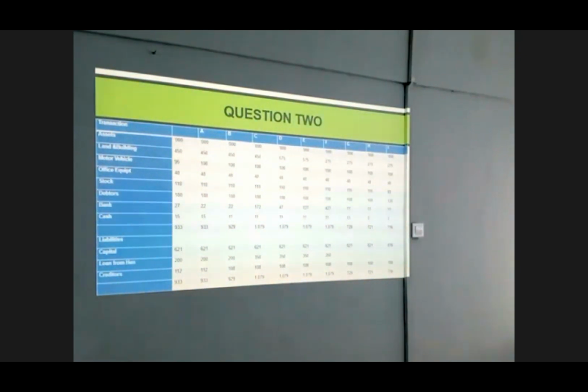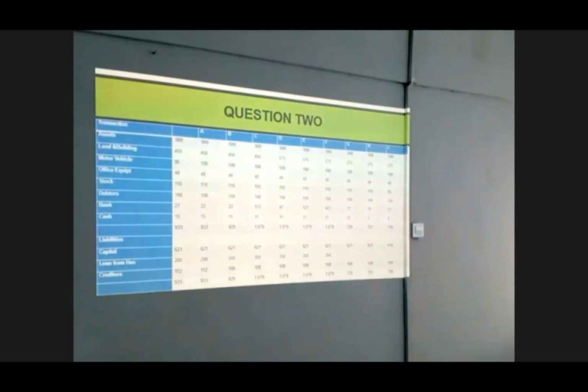We have to go through the rest. Any change here? No. Any change? No. Then take column B and compare it with A. The first one, land and building, any change here? Motor vehicle, any change? Office equipment, any change? Stock, any change? Debtors. Bank, any change? What about cash? What change here? The cash has reduced by what? Perfect.